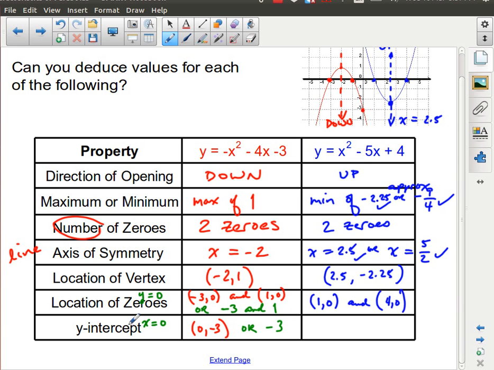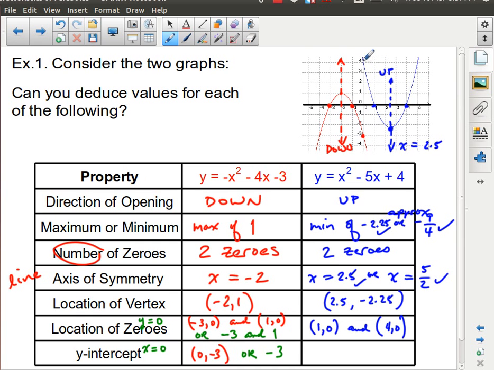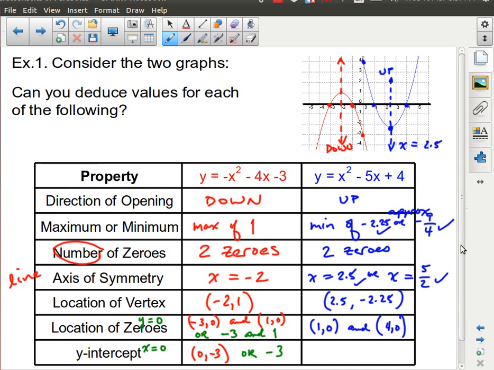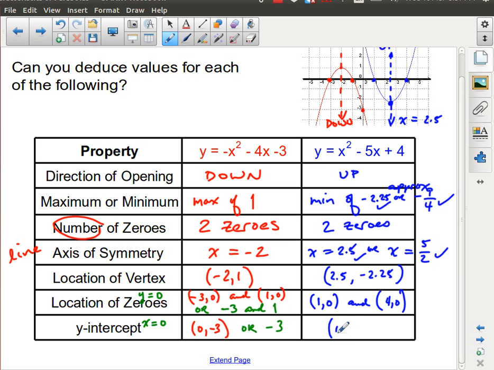And then finally, where is the y-intercept on this graph? We have to scroll up. You can see it's way up here at x equals 0, y equals 4. X equals 0, y equals 4. Okay?